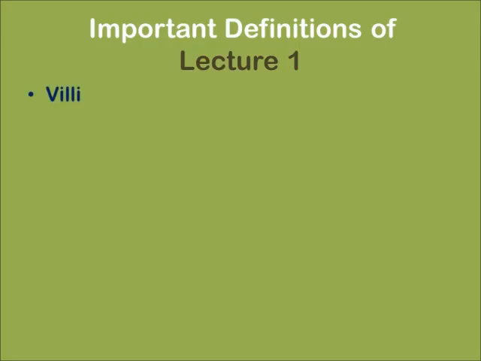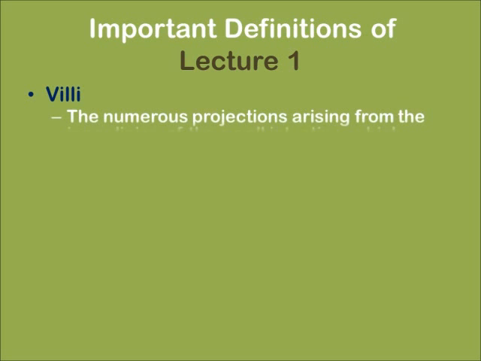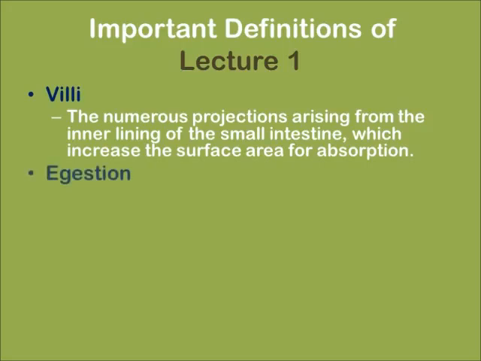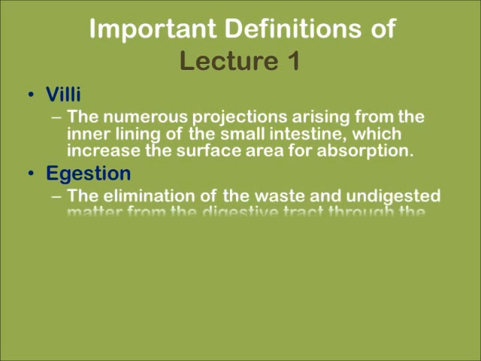Villi: these are numerous projections arising from the inner lining of the intestines which increase the surface area for absorption. Digestion: the elimination of the waste and undigested matter from the digestive tract throughout the anus.